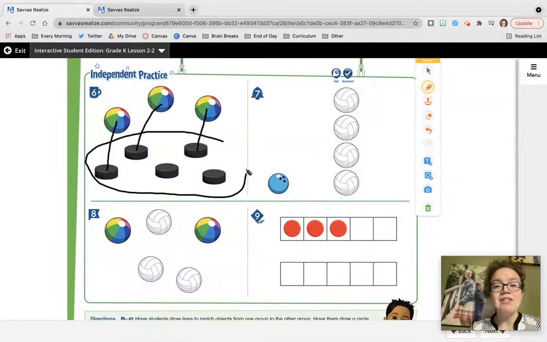So our mathematicians, we say they are greater than. The hockey pucks are greater than the beach balls.